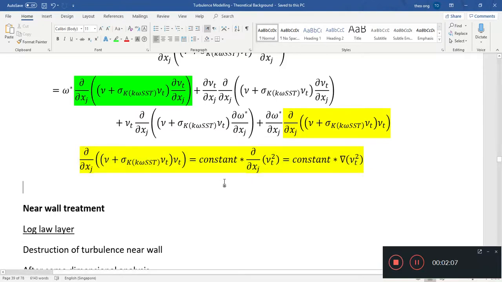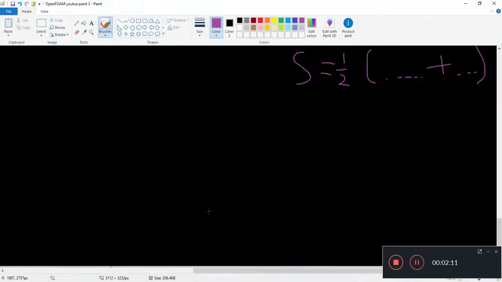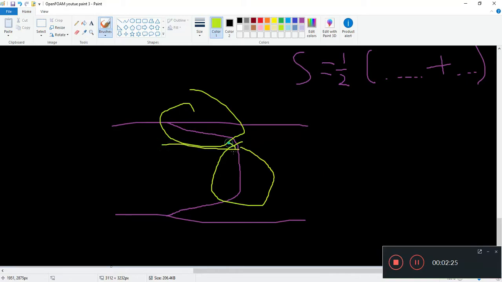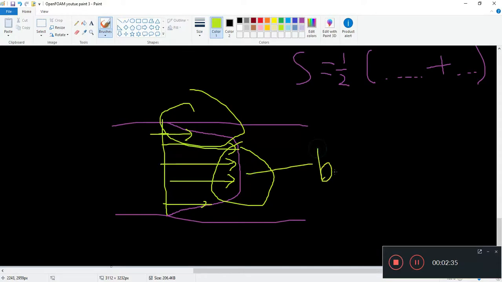In the bulk layer, that means, remember, in the pipe flow or boundary layer flow, there will always be a part that's near the wall, and then this part that's away from the wall, and you'll consider the velocity profile. If this is the velocity profile, this is the bulk region, this is the wall region. These are the two regions. So these two terms actually deal with the bulk region. Now we need to modify the equations for the near wall region.